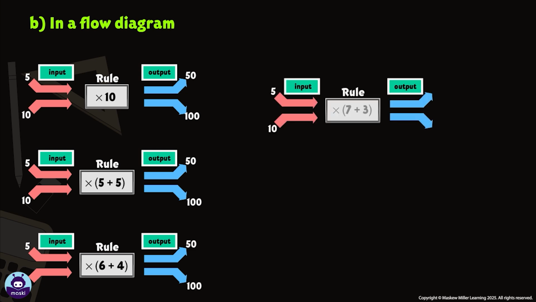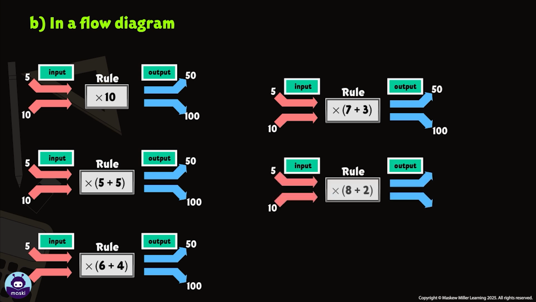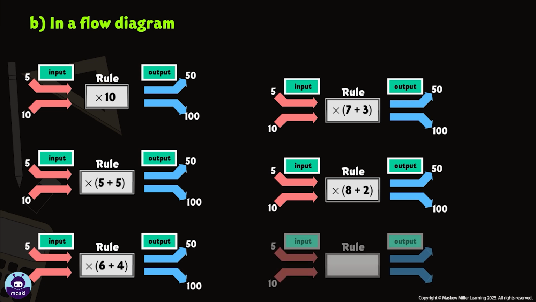Multiply an input number by (7 + 3) to get an output number. Multiply an input number by (8 + 2) to get an output number. Multiply an input number by (9 + 1) to get an output number. Notice that the outputs are equal.